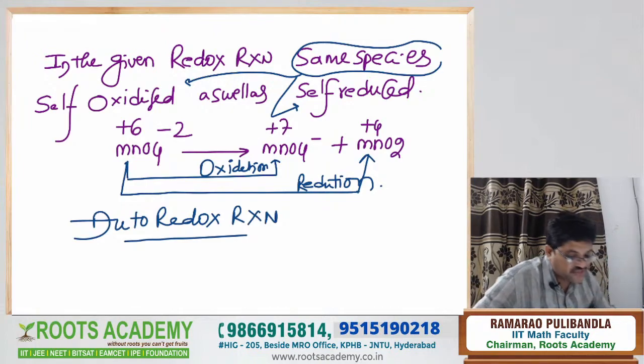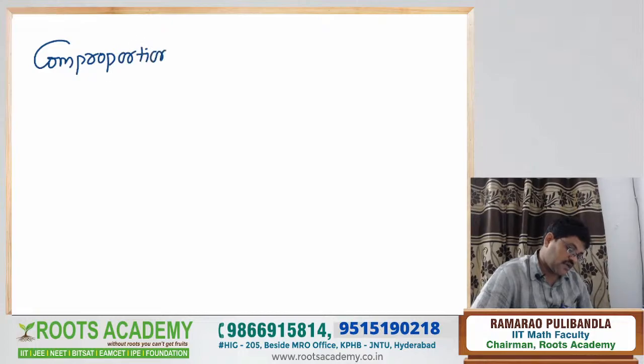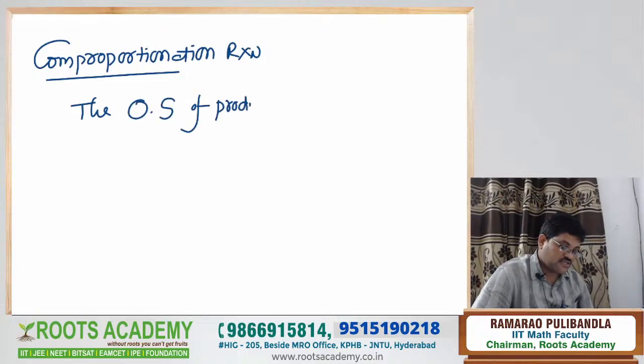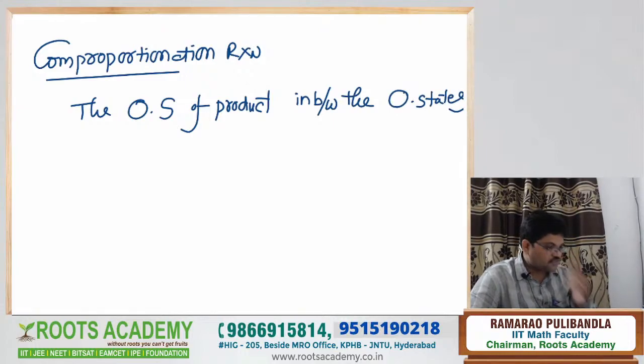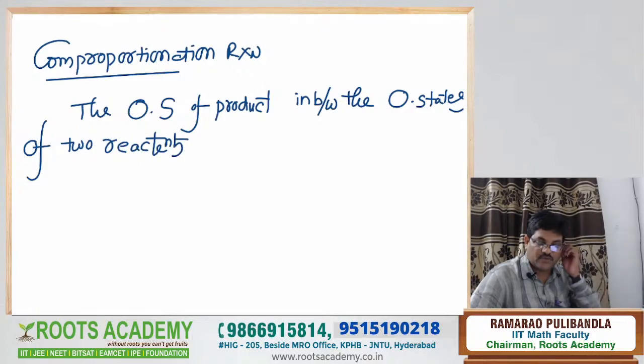So what is comproportional reaction? Give examples. How do you define comproportionation? See, comproportionation reaction means the oxidation state of the product is in between the oxidation states of the two reactants. That is the meaning of comproportional reaction.